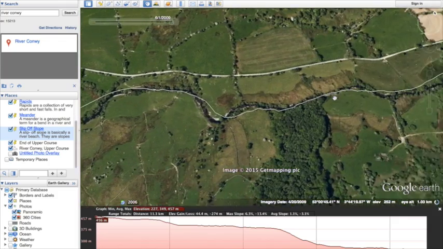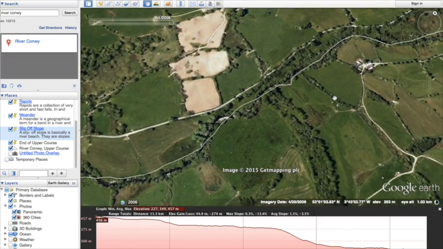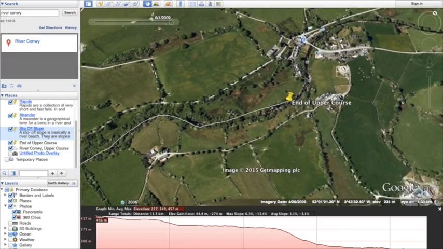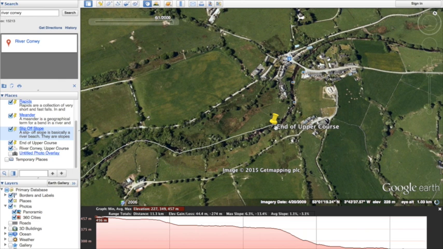And yeah, so I covered most of the landforms in the upper course of the River Conwy, and this concludes our tour of the upper course of the River Conwy.